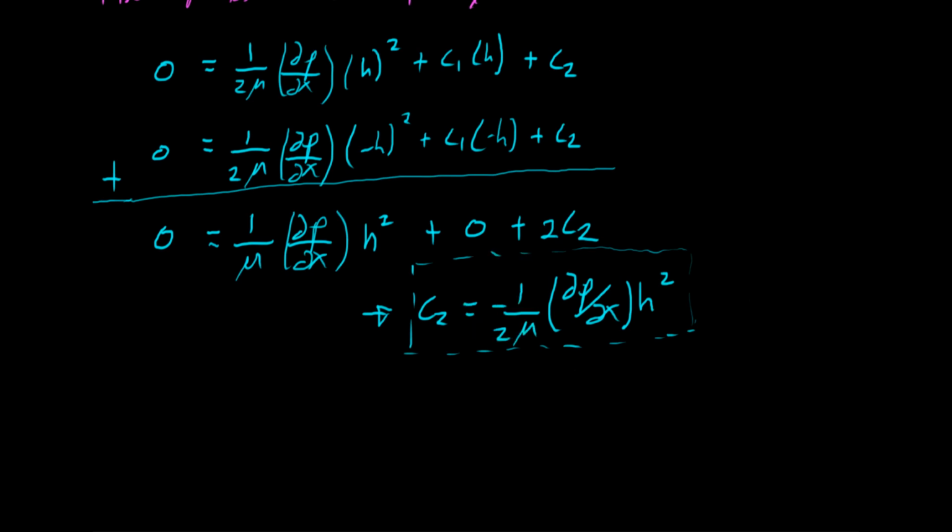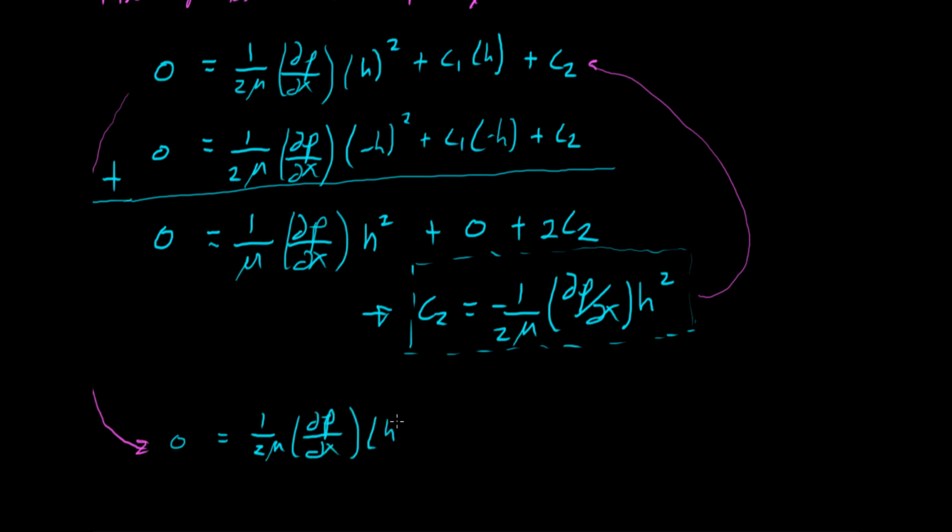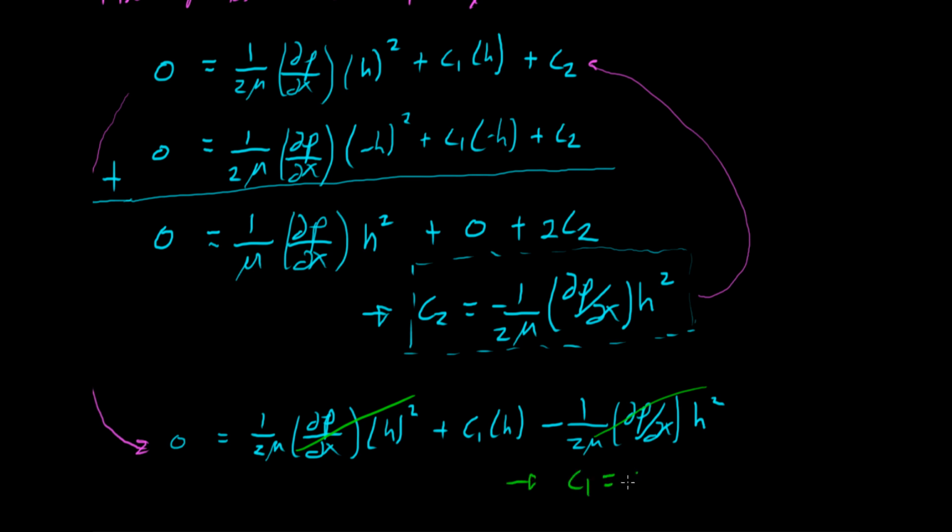If we have one, we can get the other, because I can take this, sub it right back into here, and now I have one equation and one unknown. Right, so I can do 0 is equal to 1 over 2 mu dp dx h squared plus c1 times h. Plug in c2 here, you get minus 1 over 2 mu dp dx h squared. And the beauty of that is that this now cancels with that, which tells us that c1 has to equal 0.